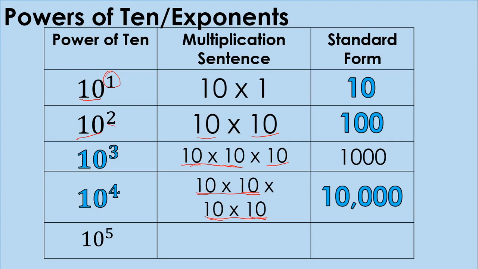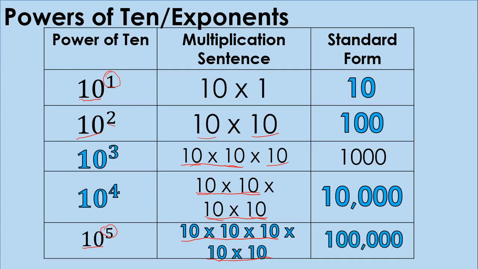Finally, we're going to do 10 to the power of 5. Our base here is 10, and our exponent is 5. So we're multiplying 10 5 times. Here, we already know that 10 times 10 times 10 is 1,000. 1,000 times 10 is 10,000, and 10,000 times 10 is 100,000.